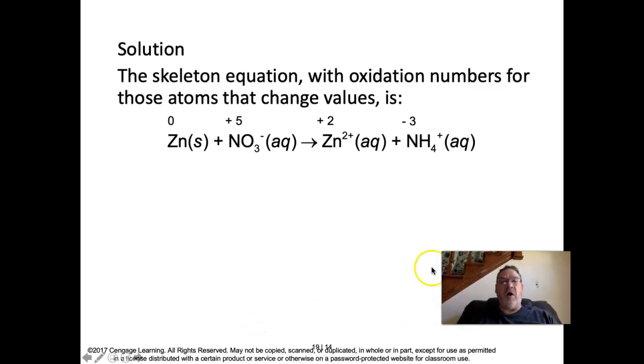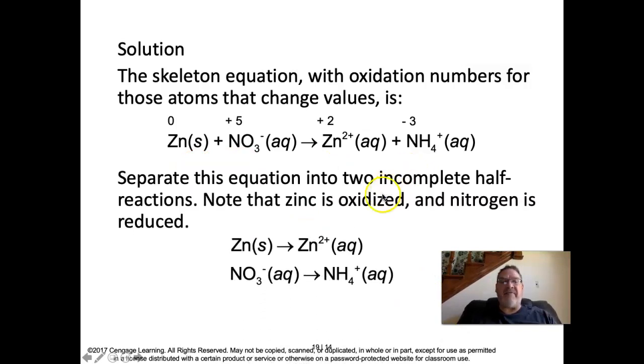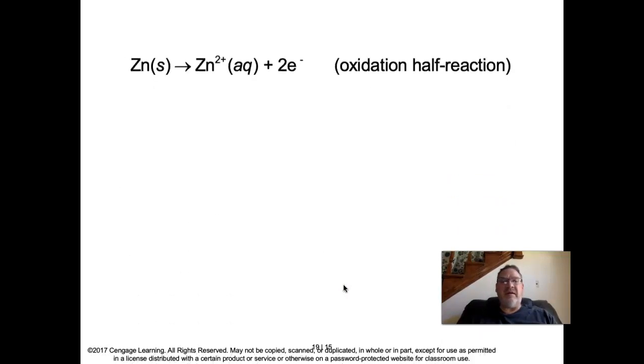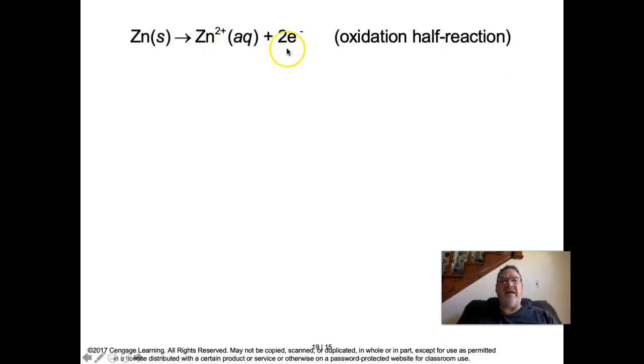Here's our overall reaction that we want balanced. Watch how they split the half reactions. So it's the zinc, and then the nitrate and the ammonium ion. And as you go through each of the steps, hey, this is balanced here. And again, you're going to know if it's a charge because there will be a charge up here. This is 0 plus 2, so we add the 2 electrons.